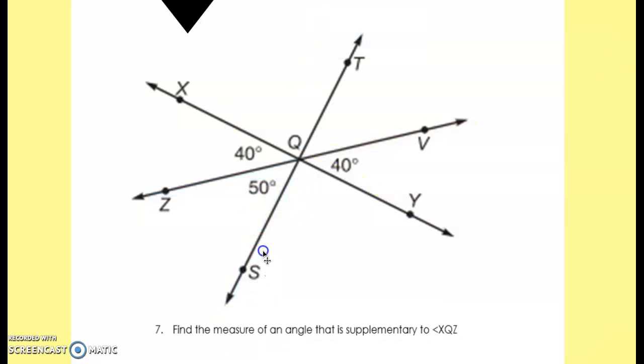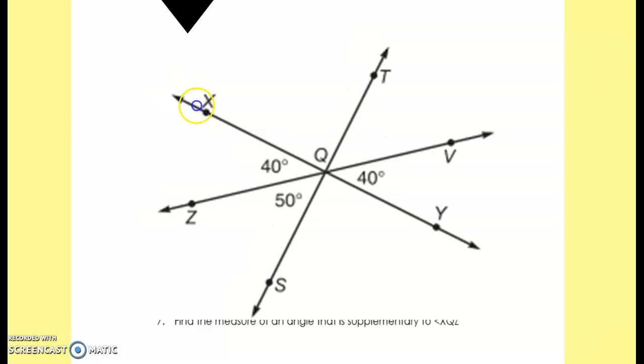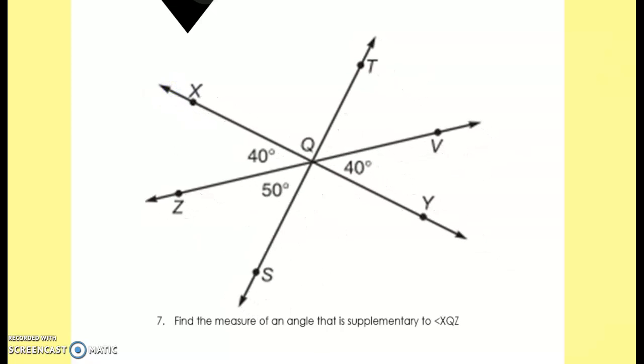Okay, question 7. Find a measure of an angle that is supplementary to XQZ. So first, let's look for XQZ. We know its measurement is 40. So supplementary is a vocab term in there that clues us into what we're looking for. Supplementary is 180 degrees. So we want to find a supplement to 40.